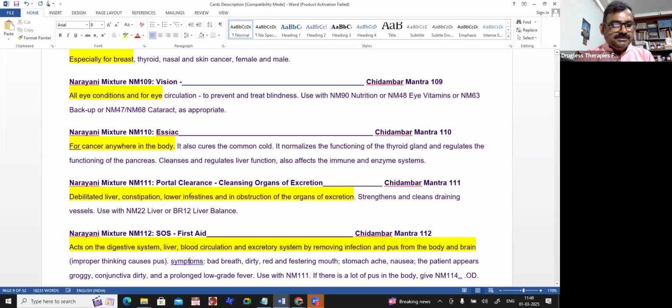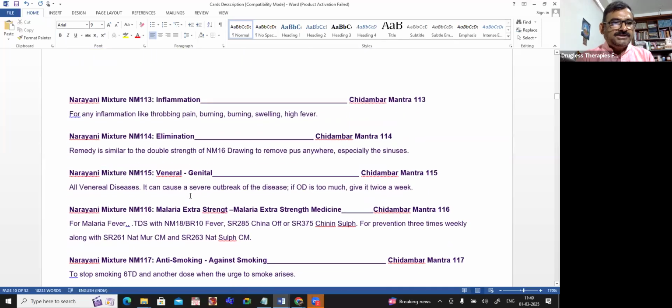So, inflammation. Inflammation is swelling, burning, high fever. These are the inflammation's speciality. Elimination draws out pus from anywhere, especially in the sinuses. So elimination is just like drawing. Drawing is also used in this remedy, similar to a double strength of drawing. So when you need a mild drawing you can use the NM16 drawing, and when you want a stronger one, you use the other.